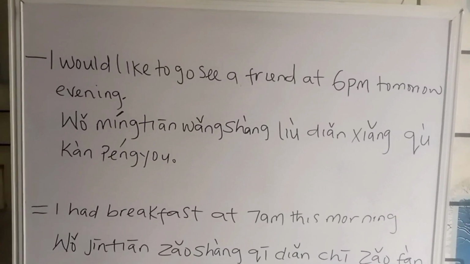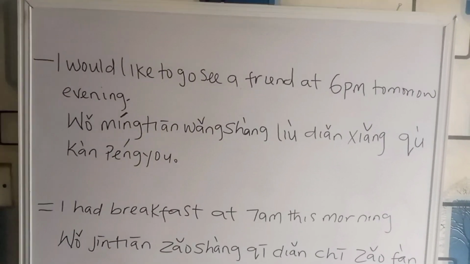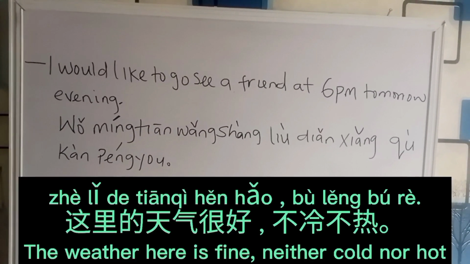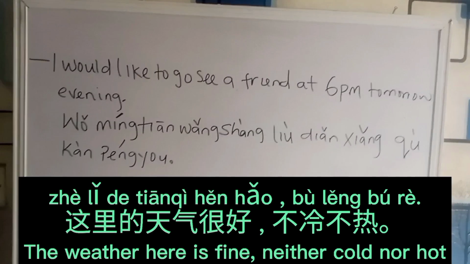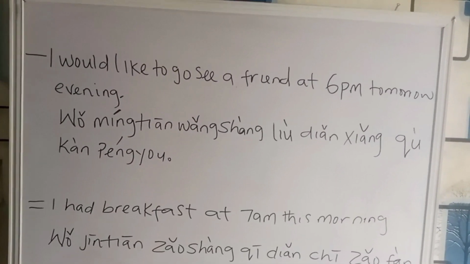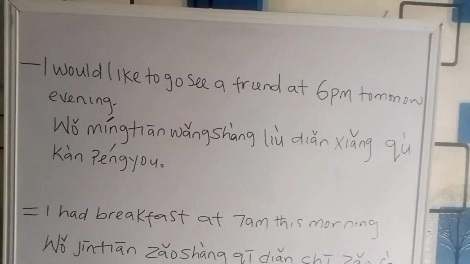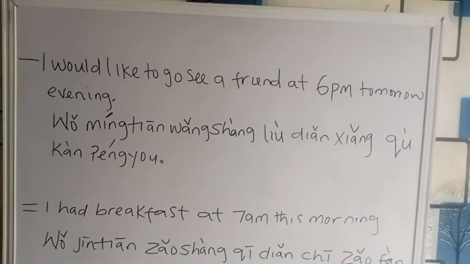你们好，你们好吗？你们所在地区的天气怎么样？这里的天气很好，不冷不热。So I asked, how is the weather in your area? And I said that the weather here is fine. It's not cold and it's not hot.